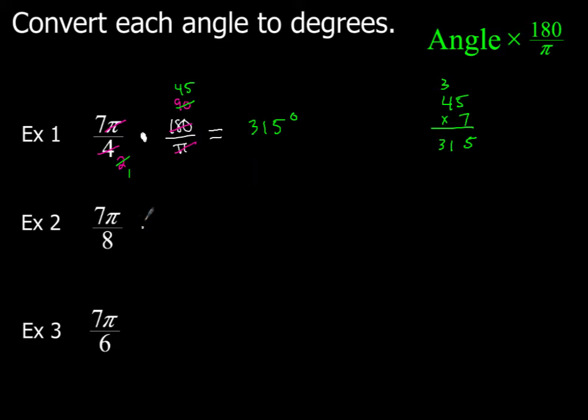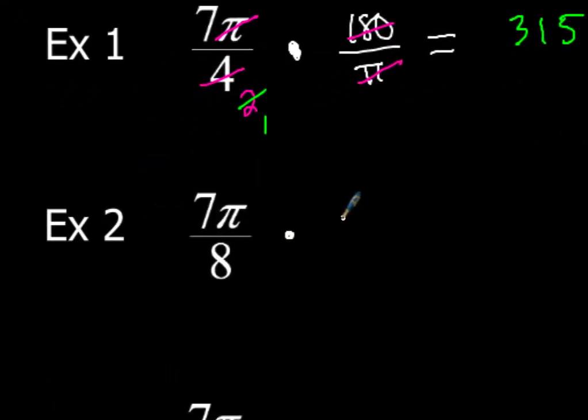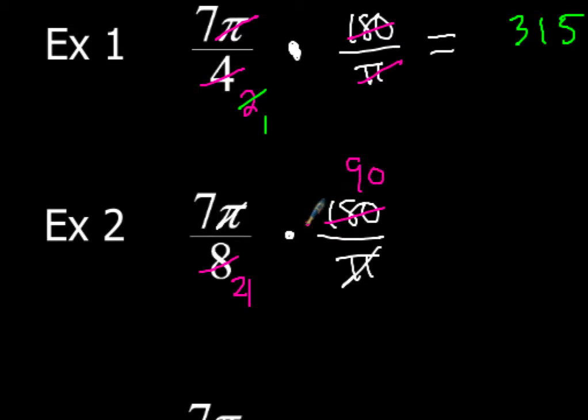Alright, so in example 2, when we have 7 pi over 8, again, we're going to multiply by 180 over pi, and pi cancels out, they're both gone. Both 8 and 180 are even, so I'm going to start by dividing by 2, and I end up with 4 and 90. Again, both of those are even, so I can cancel out: 90 divided by 2 gives me 45, and 4 divided by 2 gives me 2. I can't do any more simplifying, so I'd do 7 times 45, which we already did, so that's 315, but in the denominator now I've got 2.